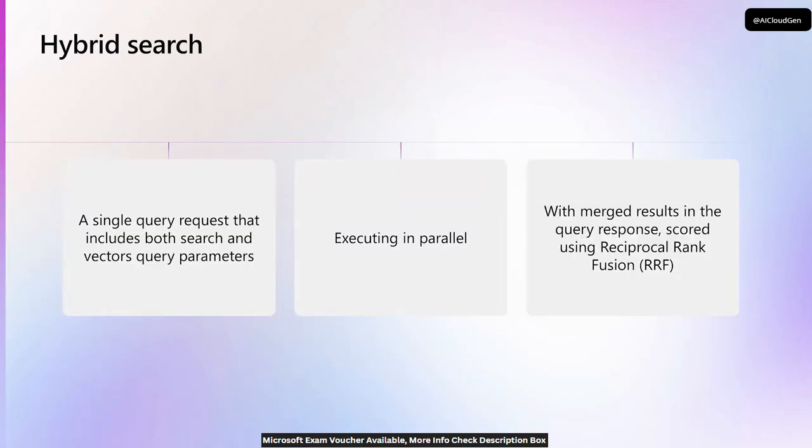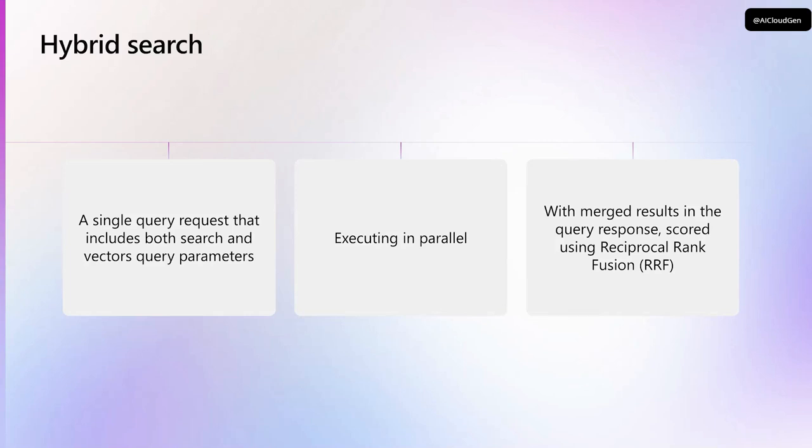We talked about full text search, we talked about vector search, and then we have what we call hybrid search. Hybrid search is where, for a single search request, you can ask for both full text search and vector search to happen in parallel. Then you can merge the query responses and score the ranking using reciprocal rank fusion.